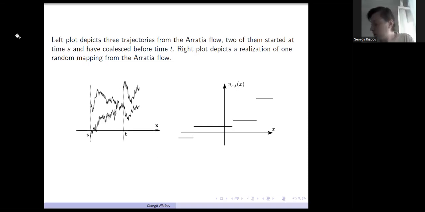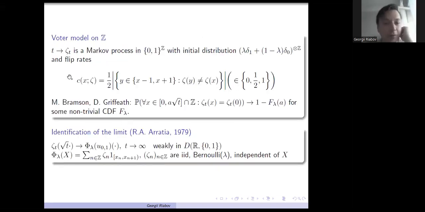Okay, and now I will formulate the question. No, I will not. I will show some applications of the Arratia flow. So this is indeed an important object that arises in various models. I will show two of them. The first is a voter model on integers, which can be defined as follows.